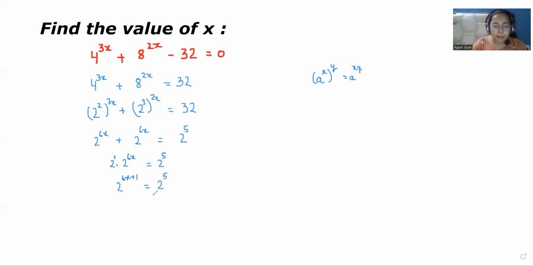Now both have the same base, so that means the powers are also equal to each other. So 6x plus 1 is equal to 5. 6x is equal to 5 minus 1, that is 4. X is equal to 4 over 6, or I can write it as 2 over 3. So the value of x for this equation is 2 by 3.